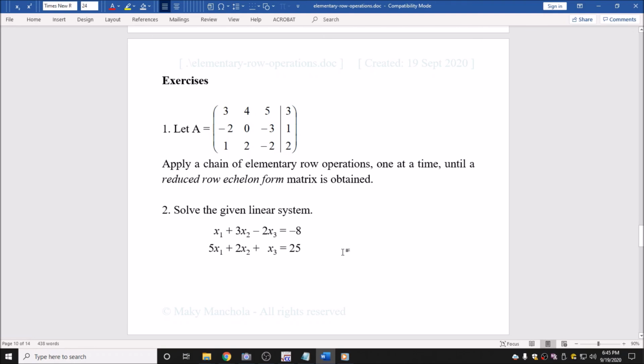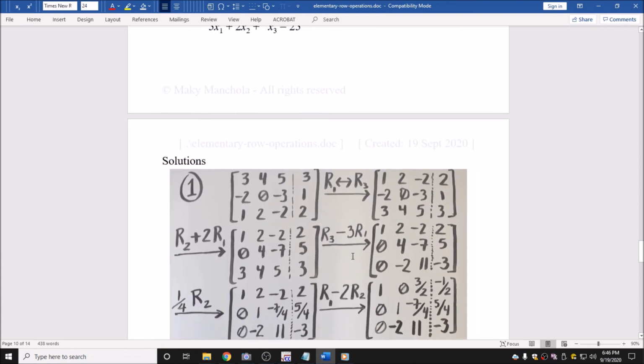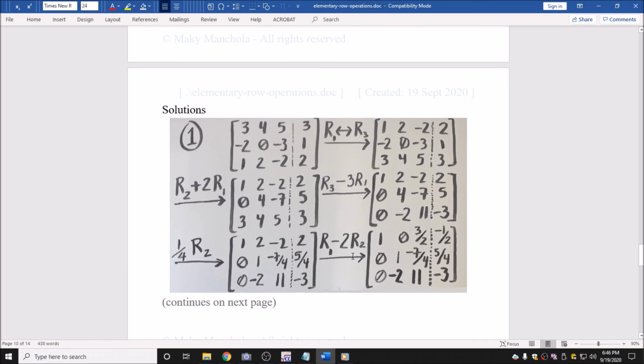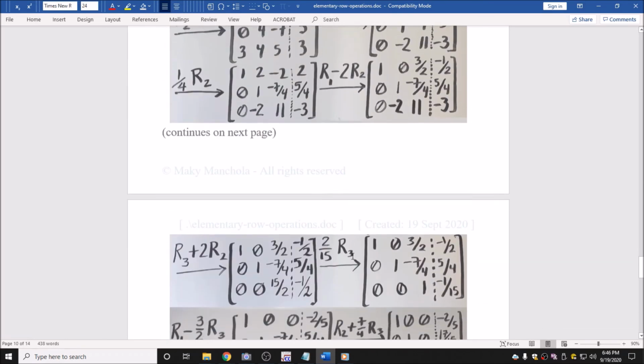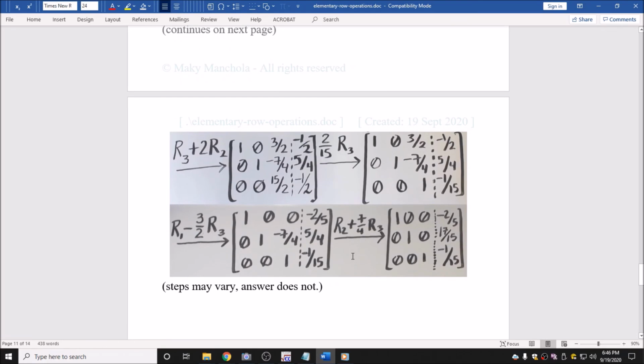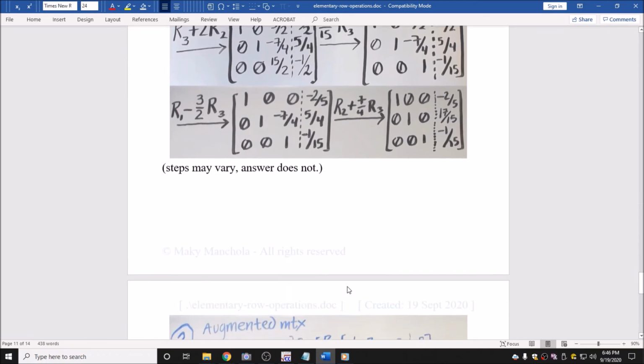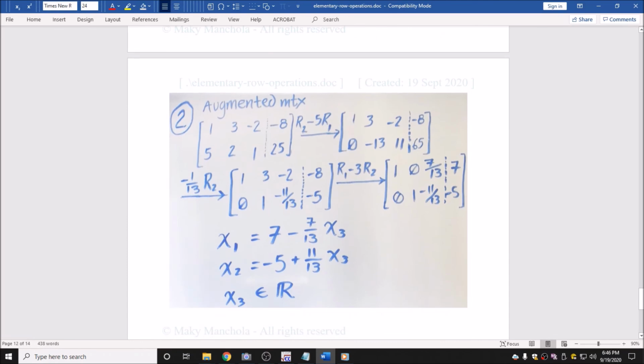If you want, you can pause the video. I'm going to display solutions. So spoiler alert. Solution to number 1. It continues. Do note that steps may vary, but the answer will not. Regardless of how you take your steps of elementary row operations, at the end you should get this same result you see on the bottom right. And now the solution to the second problem.